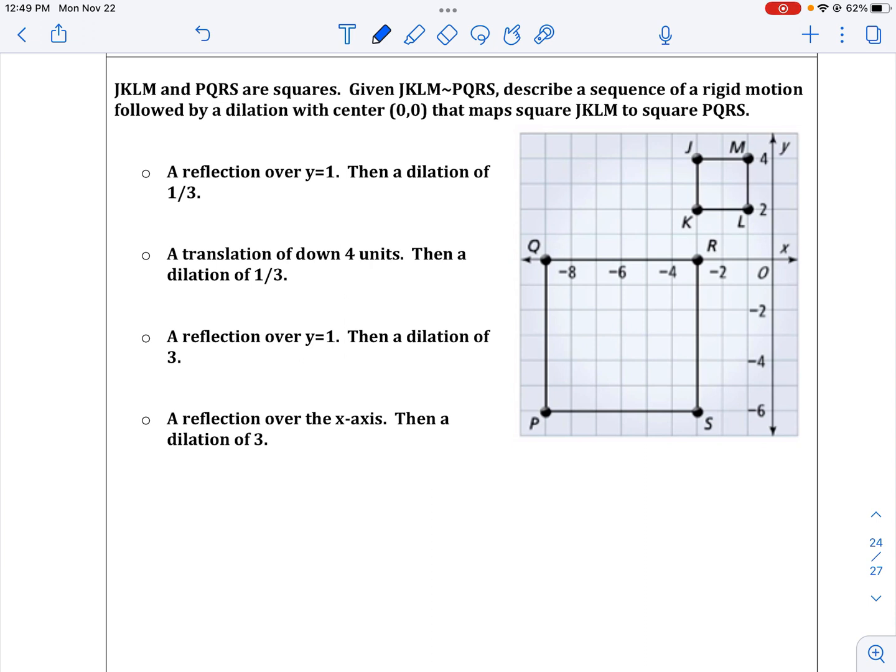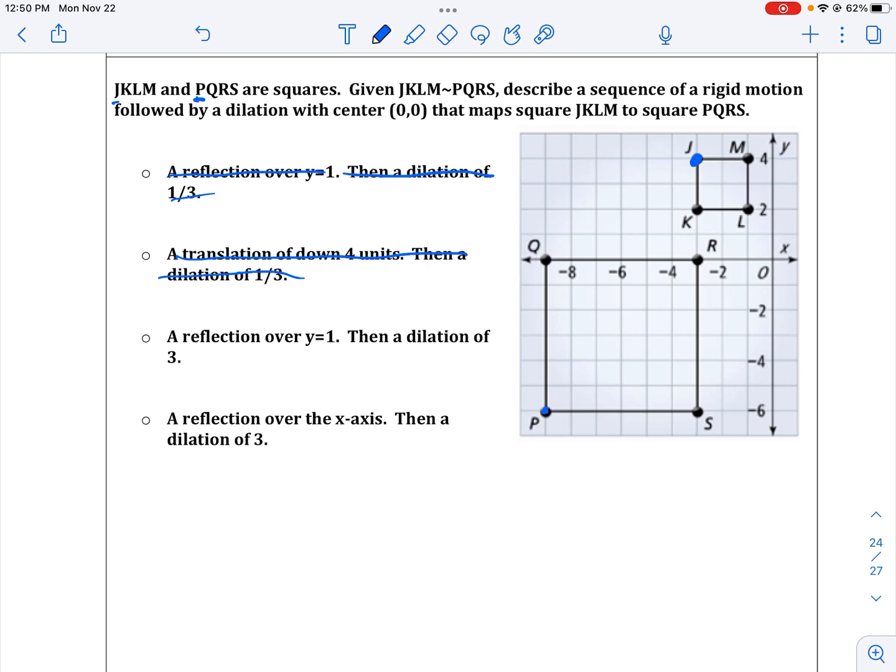So looking at these again, J, K, L, M is my original, which is a small shape, so I'm getting bigger. So my scale factor should be greater than 1, since I'm going from small to big. So all the ones with a dilation of less than 1, I'm going to cross off. I can cross those off because I know my shape is getting bigger. So I'm going to highlight point J, and I want it to go to point P because both are listed first.